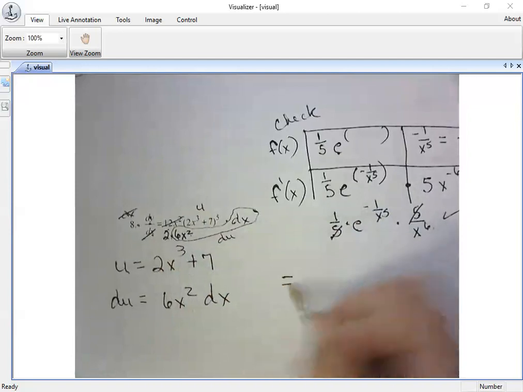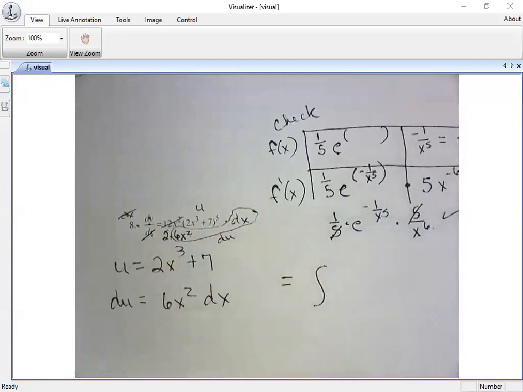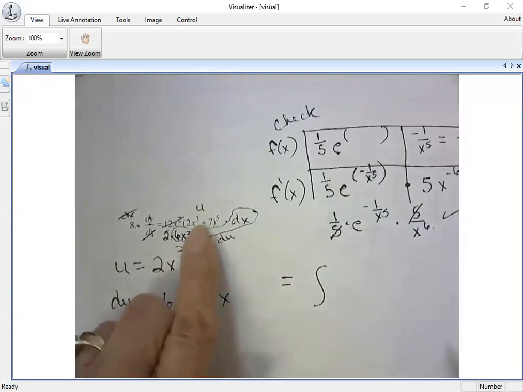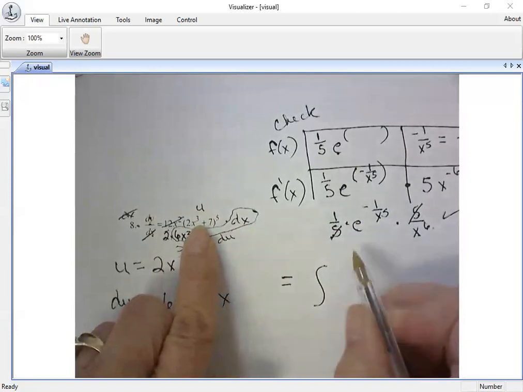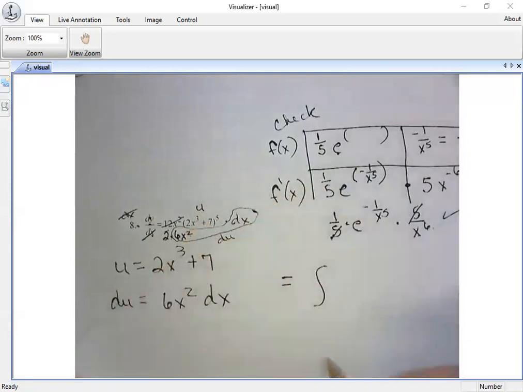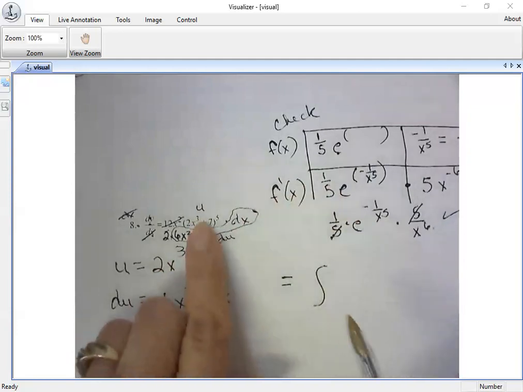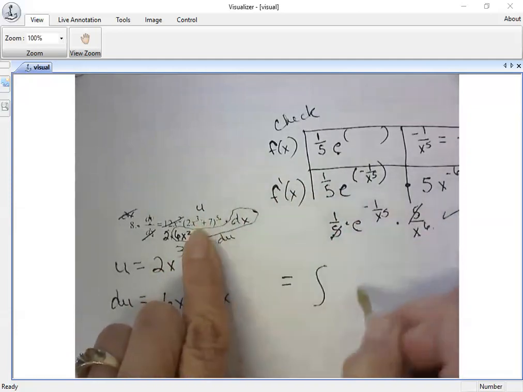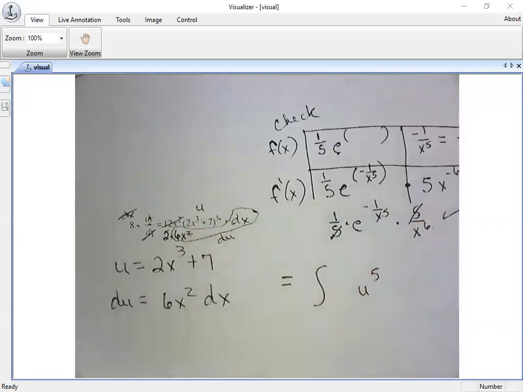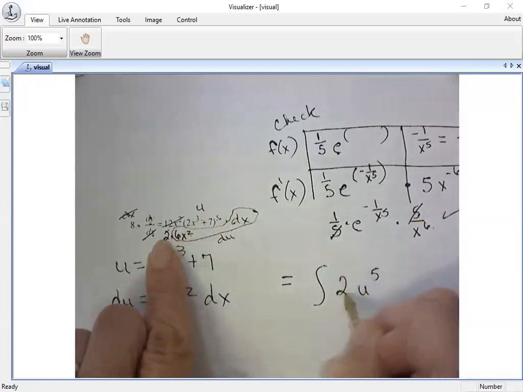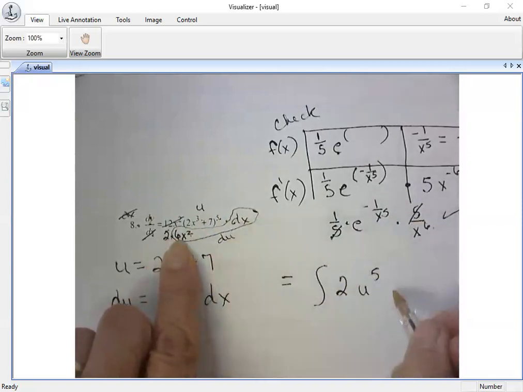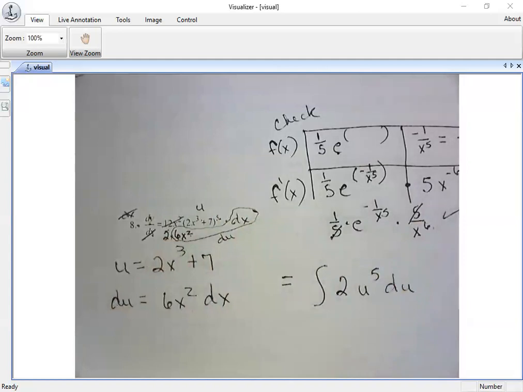So we're trying to integrate. Now tell me what you would write down. So no, you're in good shape. Okay, you said we've got this u to the 5th, right? Okay, and then what else do we have? The 2, and then the du, right? Isn't that what we're going to integrate? 2u to the 5th du. Yes, ma'am.